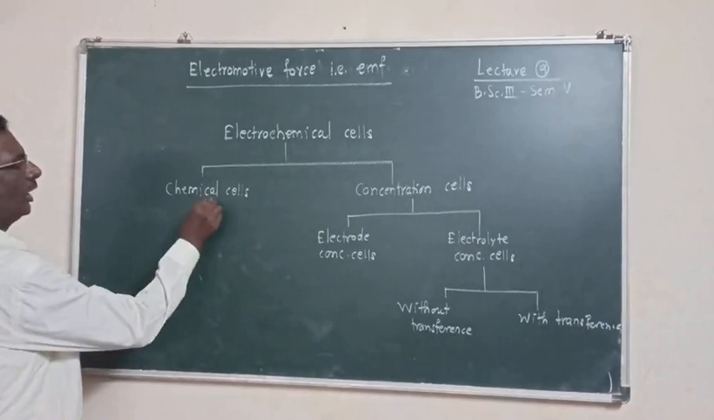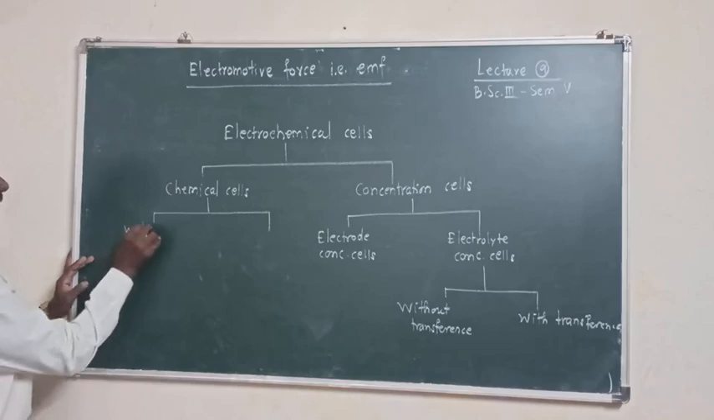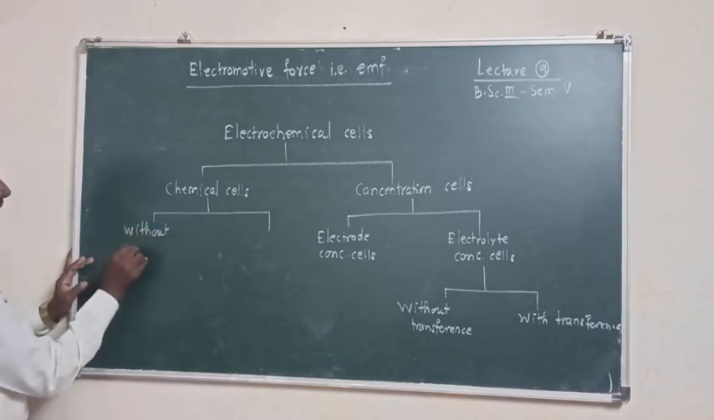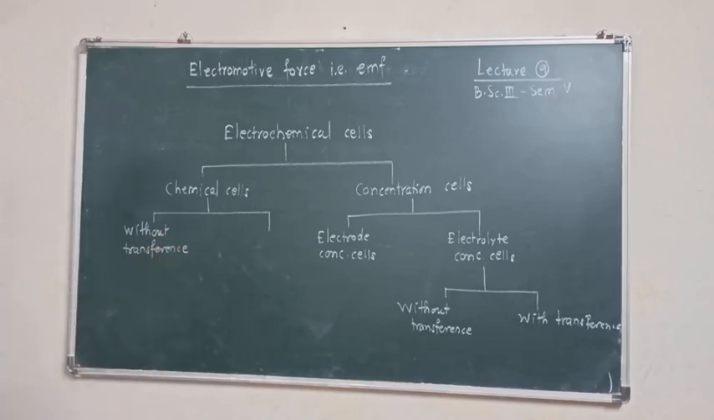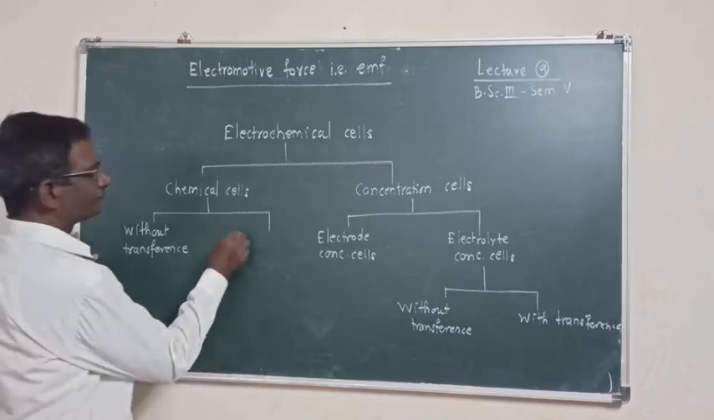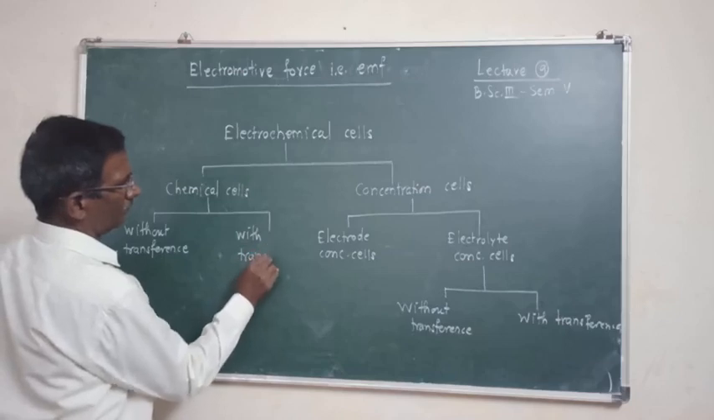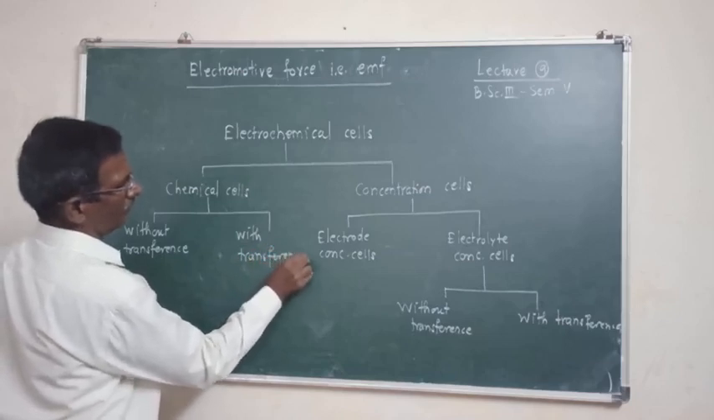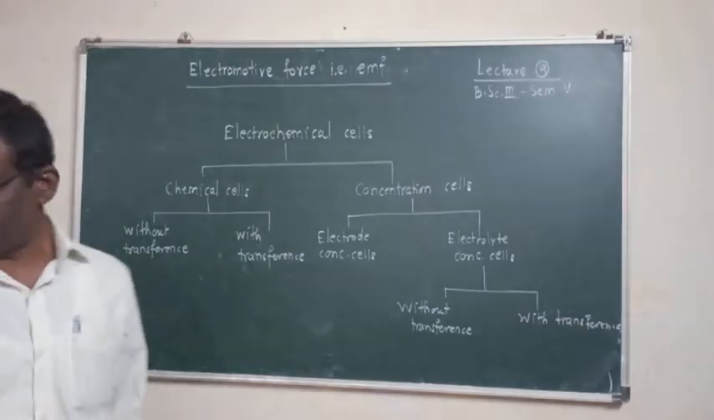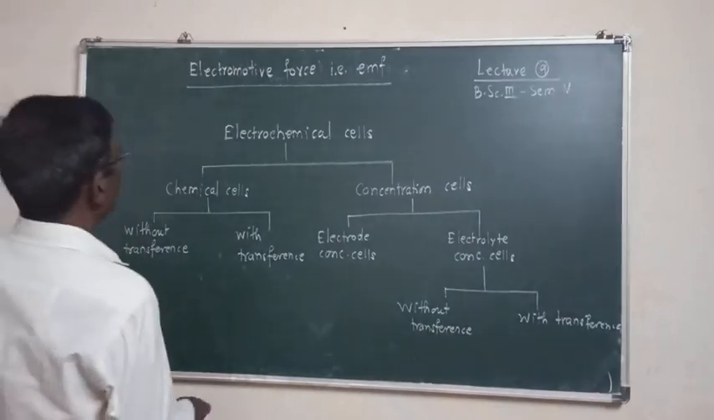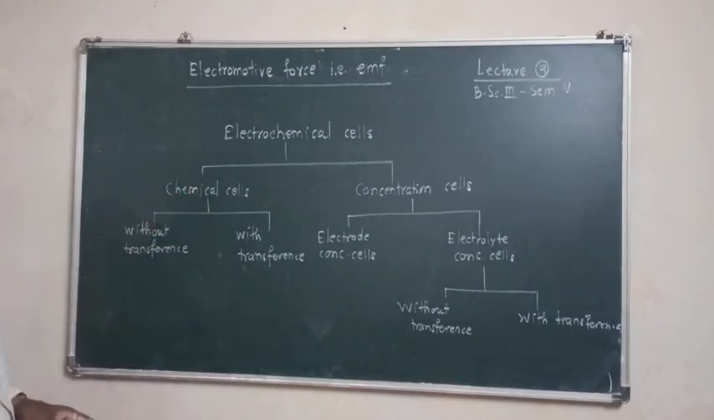Chemical cells also consist of chemical cells without transference and chemical cells with transference. Now let's discuss one by one. First, we have to discuss the chemical cells without transference.